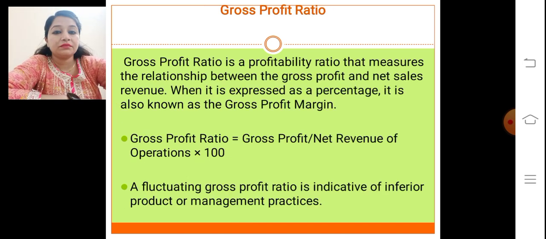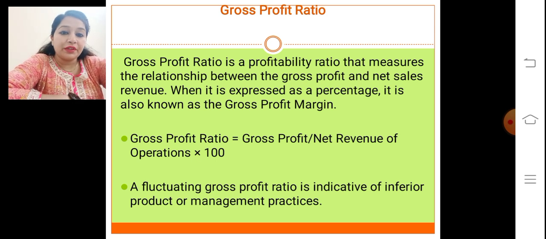Next is gross profit ratio. Gross profit ratio is the profitability ratio that measures the relationship between gross profit and net sales revenue. It means it measures the relationship between the net sales of the company and the gross profit of the company. Basically, all the profitability ratios are expressed in percentage. So gross profit ratio is expressed in percentage, and it is also known as gross profit margin.